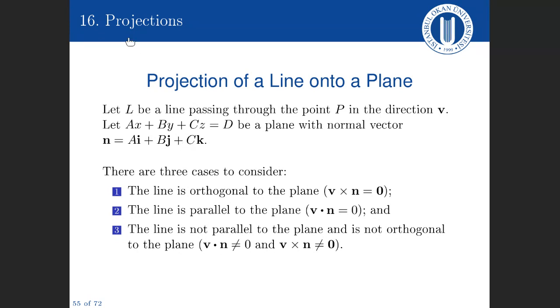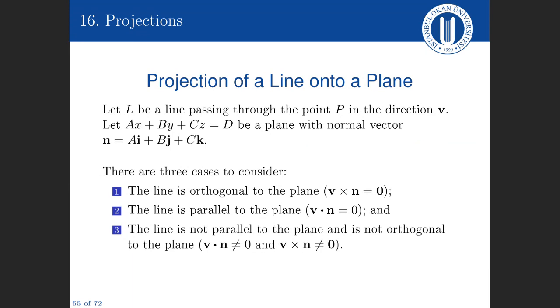There are three cases that we're going to need to talk about. The first case is where the line is orthogonal to the plane. Suppose the plane looks like this. Let's suppose the line goes through the plane, and the angle between the line and the plane is 90 degrees. That's the first case. Perhaps the line is parallel to the plane. Then the line doesn't intersect the plane, but it just hovers above it somehow. And we're going to be trying to project this line onto the plane.